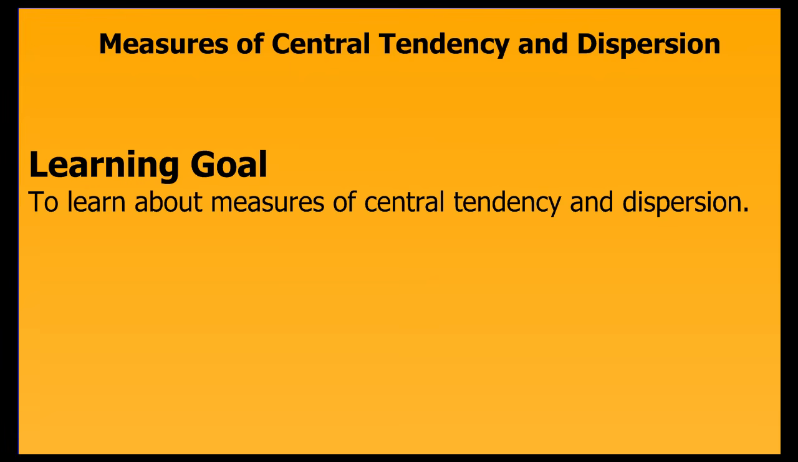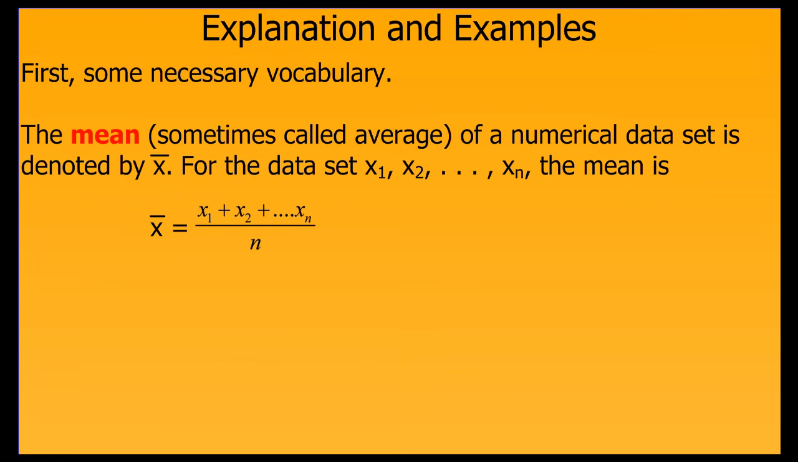Welcome to Algebra 1. The learning goal for this episode is to learn about measures of central tendency and dispersion. First, some necessary vocabulary. The mean, sometimes called average, of a numerical data set is denoted by x bar.